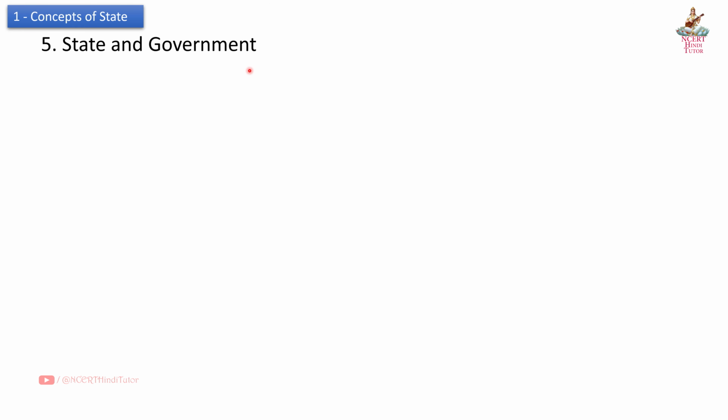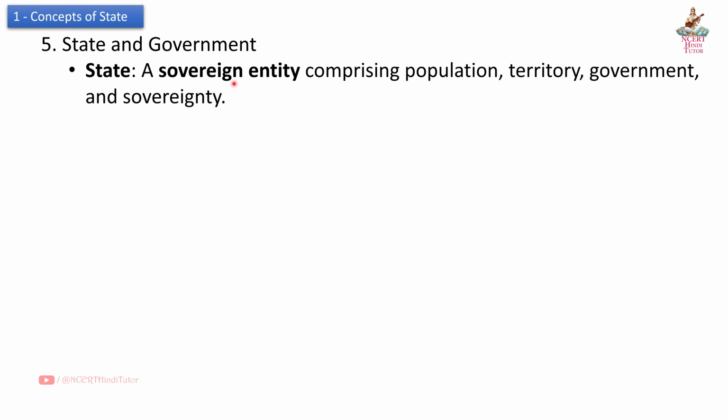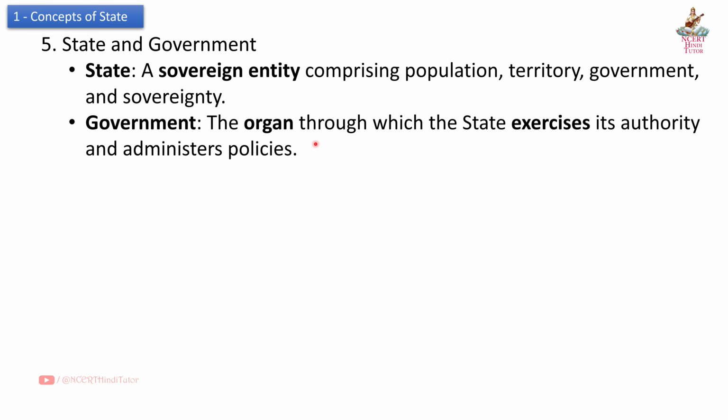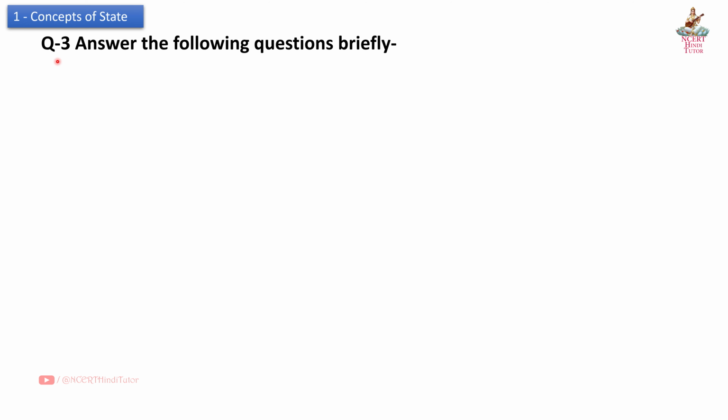Fifth, state and government. State: a sovereign entity comprising population, territory, government, and sovereignty. Government: the organ through which the state exercises its authority and administers policies. Question 3. Answer the following questions briefly.